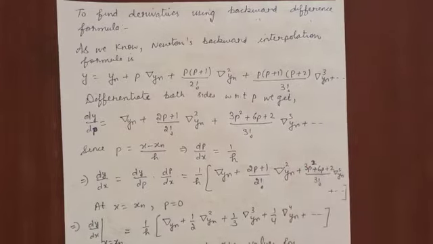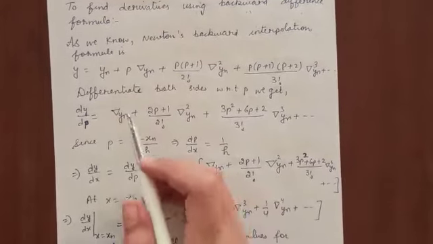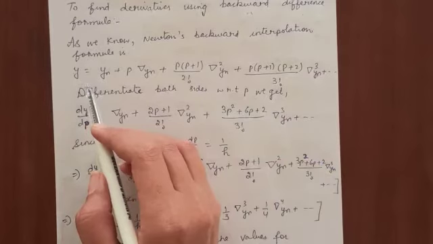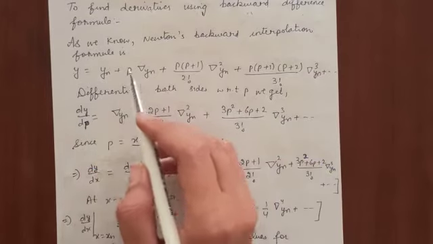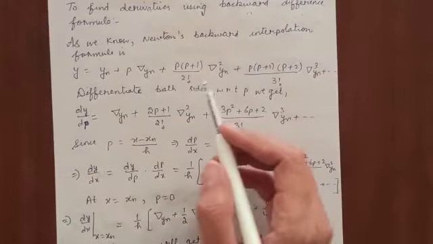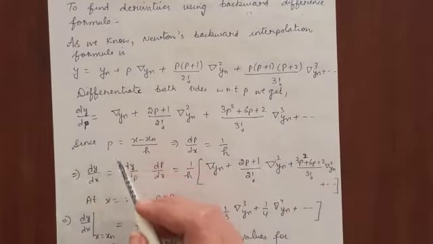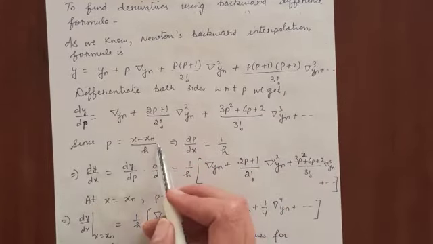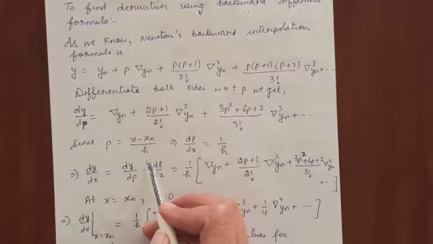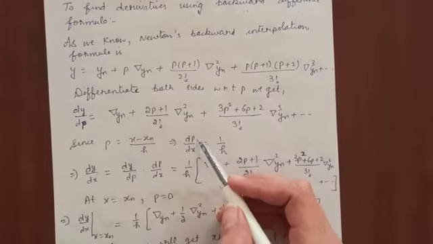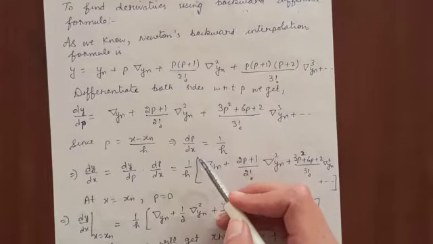As we did yesterday, we will again find the derivative of this formula with respect to p, because it is clearly shown in the formula that y is a function of p. Now we also know that p equals (x minus xn) over h in case of the backward difference formula. So here p is a function of x, and we take the derivative of p with respect to x.